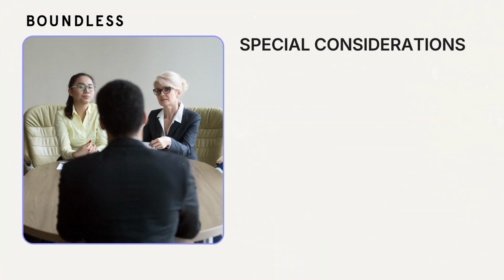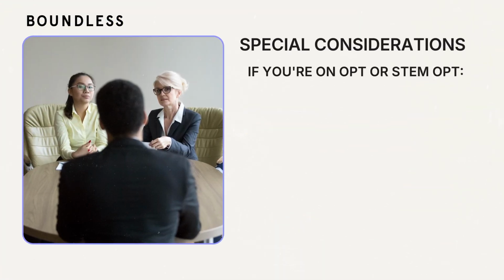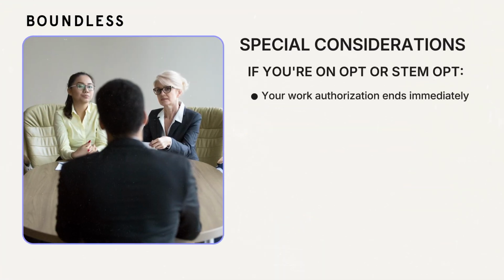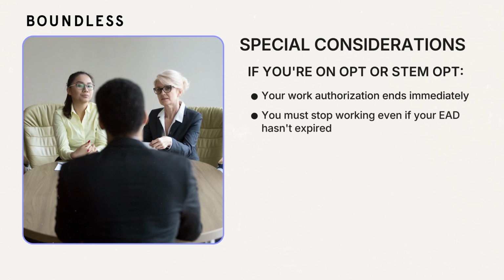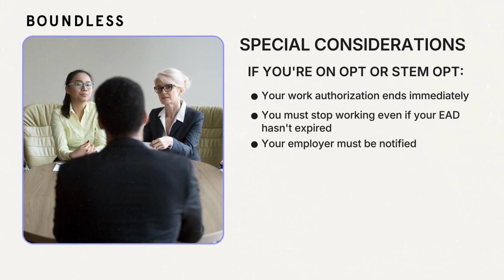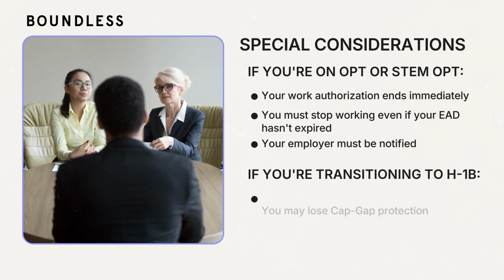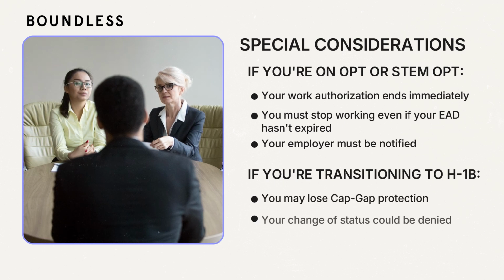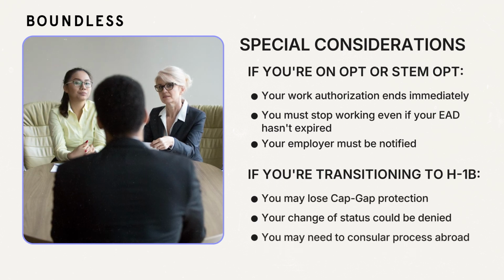Special considerations. If you're on OPT or STEM OPT, your work authorization ends immediately. You must stop working even if your EAD hasn't expired, and your employer must be notified. If you're transitioning to H-1B, you may lose cap-gap protection, your change of status could be denied, and you may need to consular process abroad.